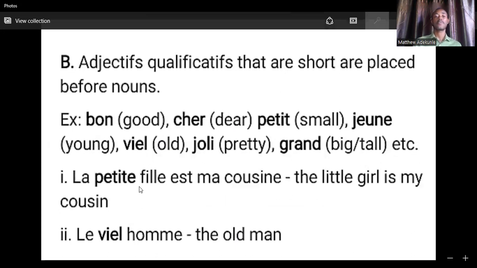Then we have for the examples, la petite fille est ma cousine. The little girl is my cousin, and you can see the way we place that. We didn't say la fille petite, because petite is a short adjective. So la petite fille est ma cousine. Et numéro 2, le vieil homme, the old man. We don't say l'homme vieil. We say le vieil homme because vieil, old, is a short adjective.